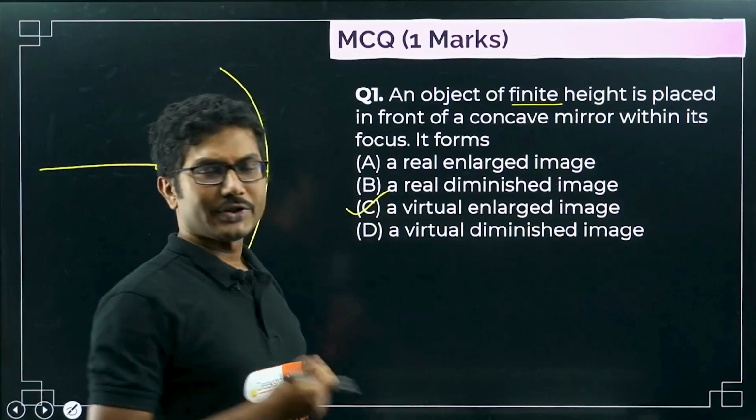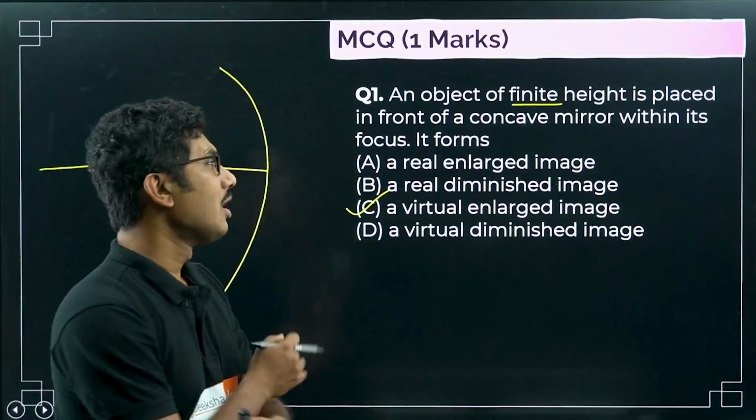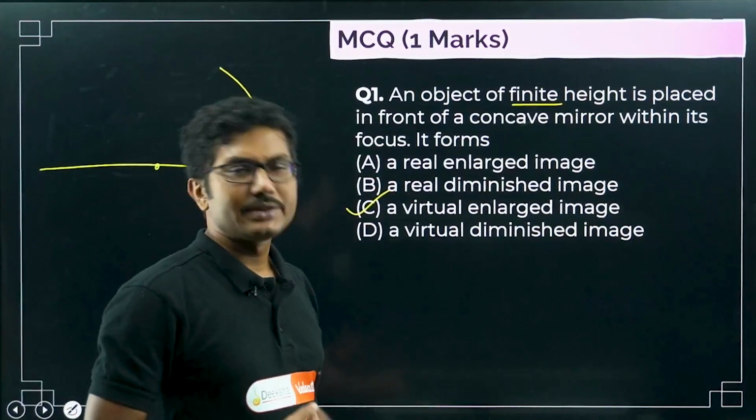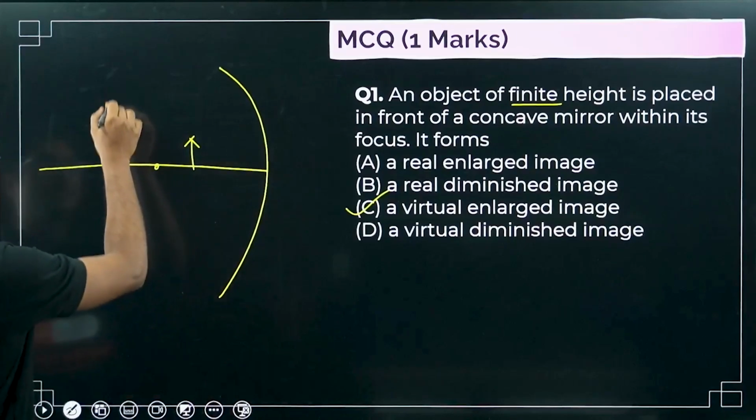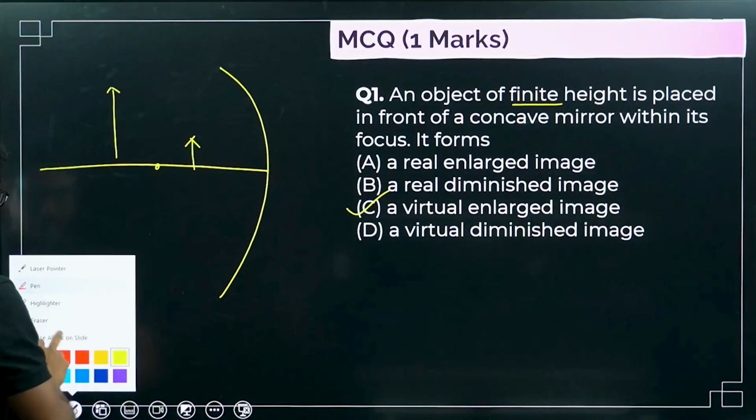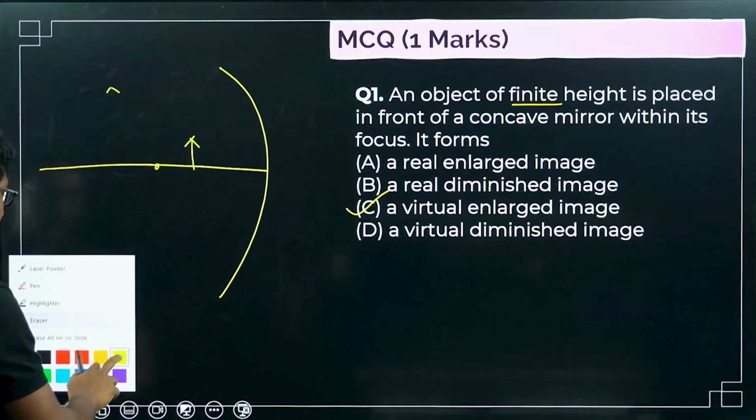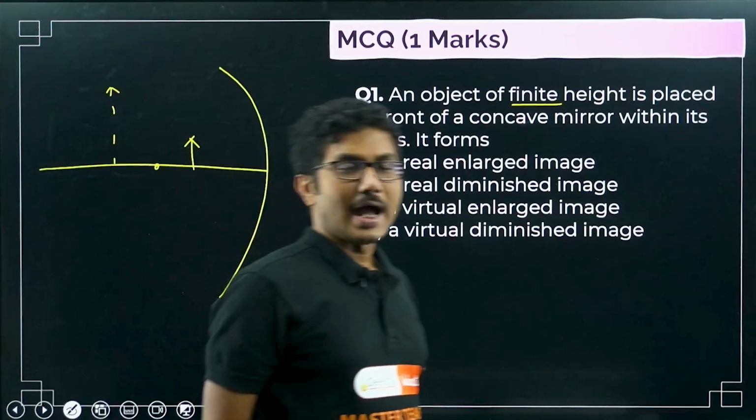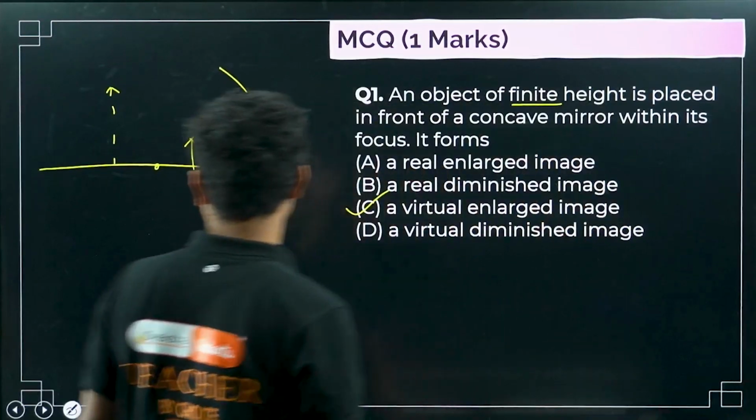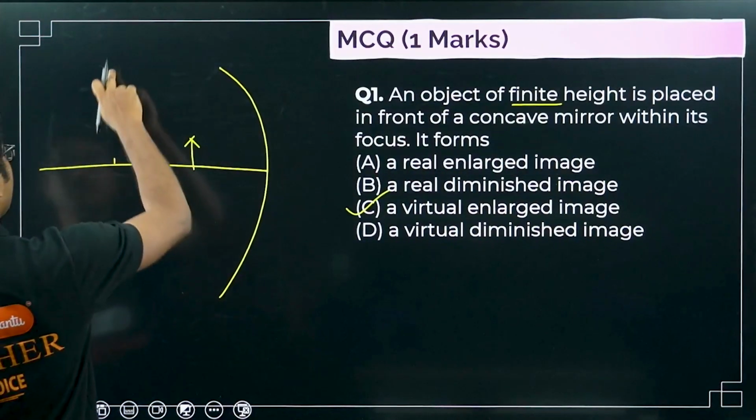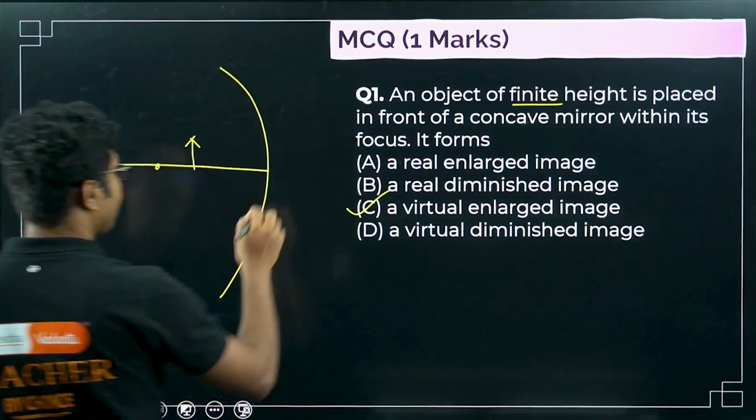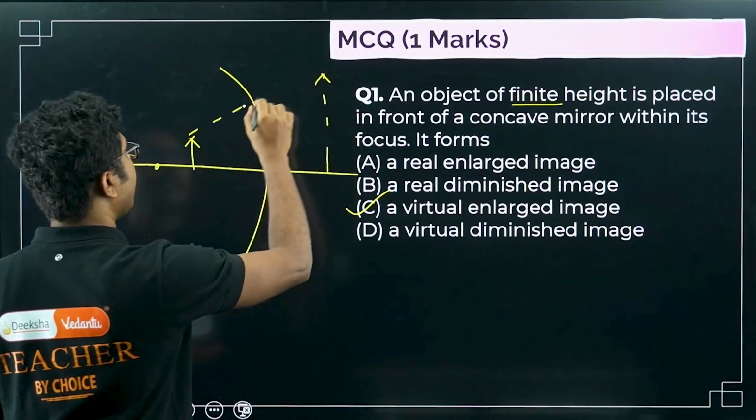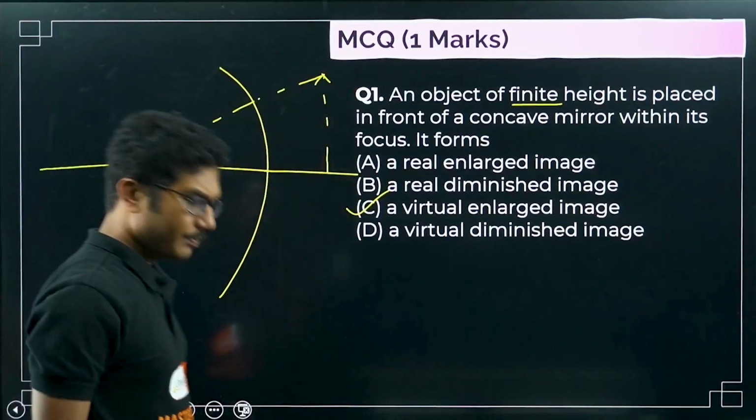Just read the question, understand it, and answer it directly. You don't need to read all the options, just go through the options. Whatever you know the correct answer is, you just have to pick it. You know that in case of a concave mirror the image is virtual, so you have to draw it like this, right? So you get a virtual and enlarged image, virtual image, right? For a mirror, the virtual image forms here. It will be a virtual and enlarged image.